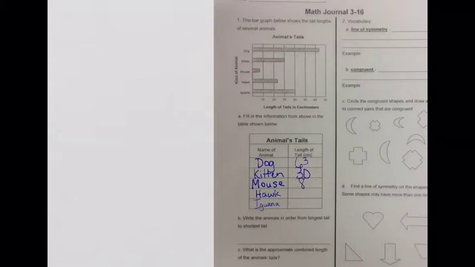The hawk is between 20 and 30, but not to the halfway point yet. So it's going to be less than 25. So probably about 22 or 23. And the iguana is right on the mark for 40.